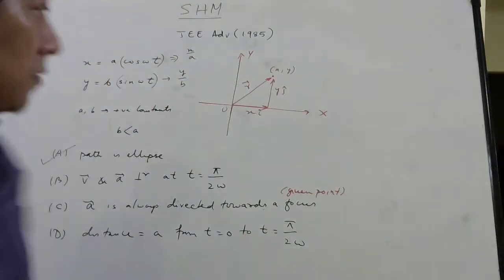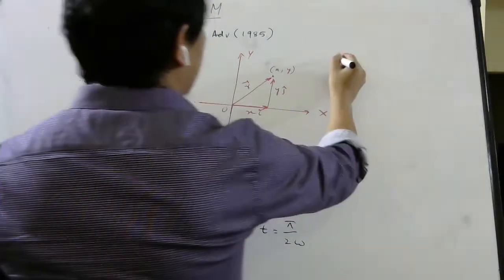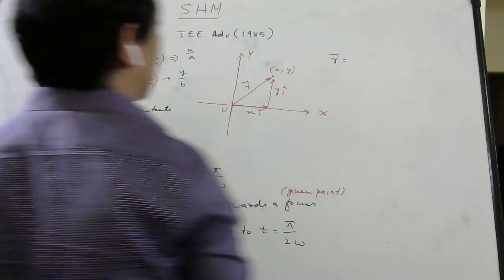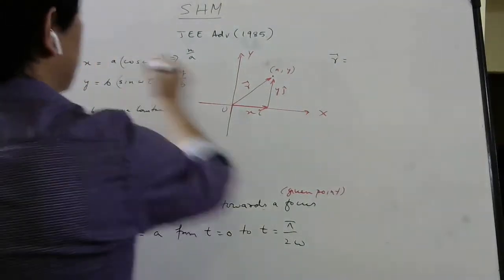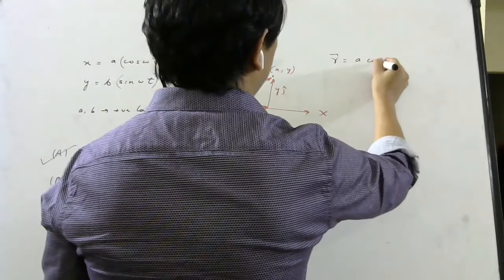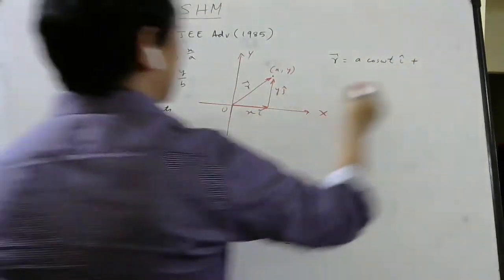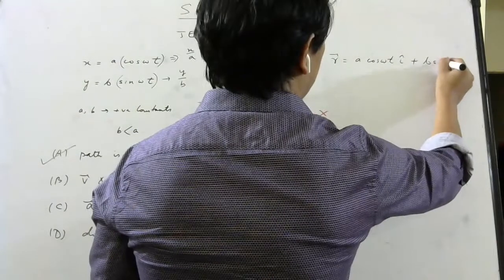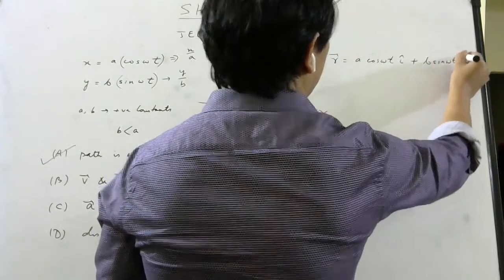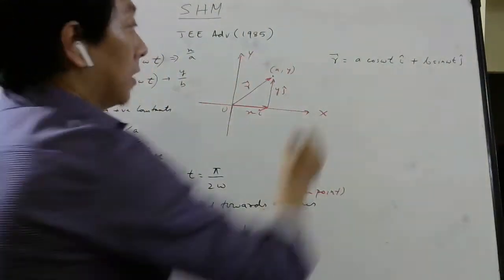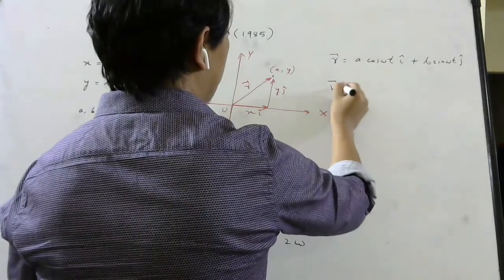So to find the velocity, let us write r bar. r bar will be what? x i cap plus y j cap. x is a cos omega t i cap plus y j cap, y is b sin omega t j cap. Is it visible? Yes. Now let's take the derivative of this to find velocity.